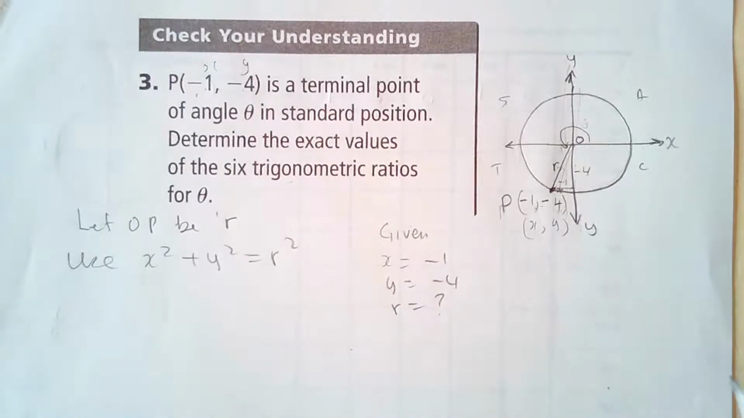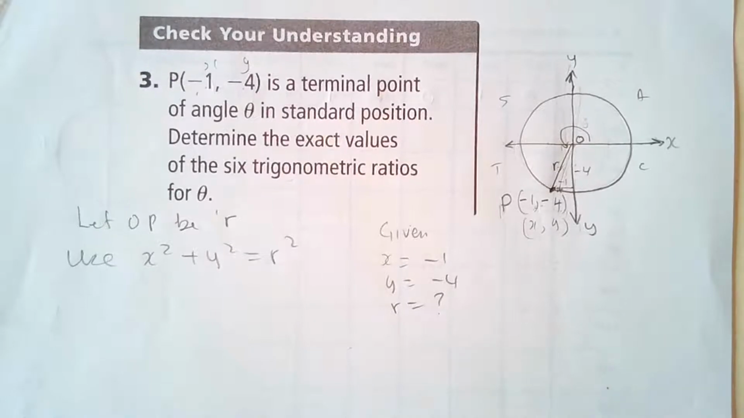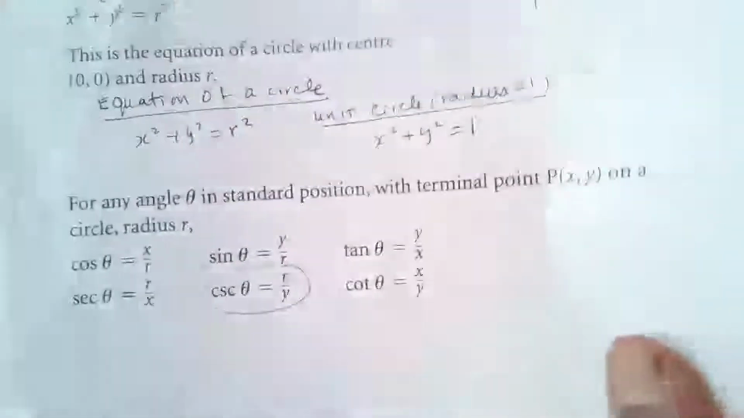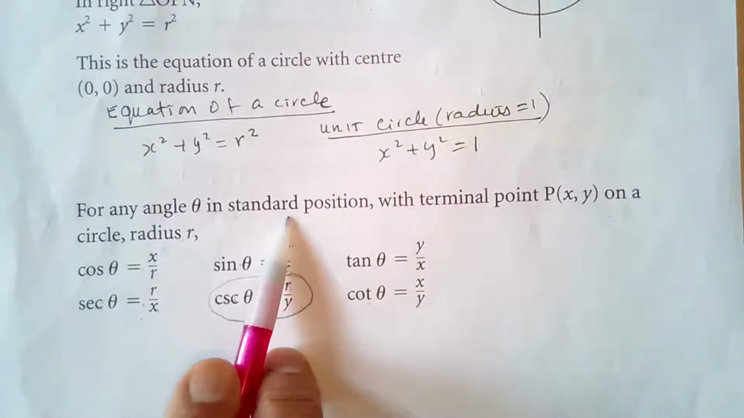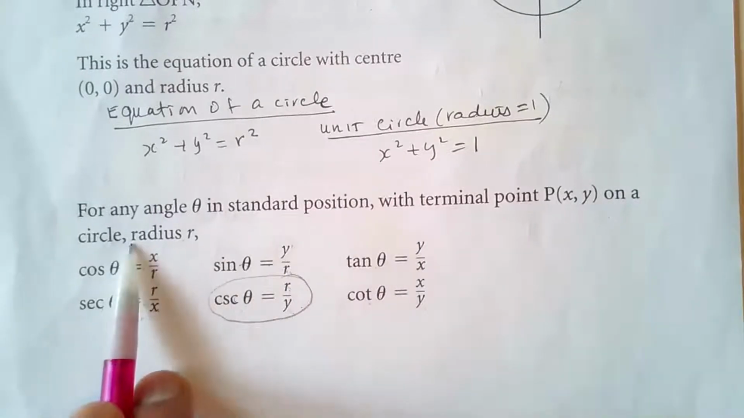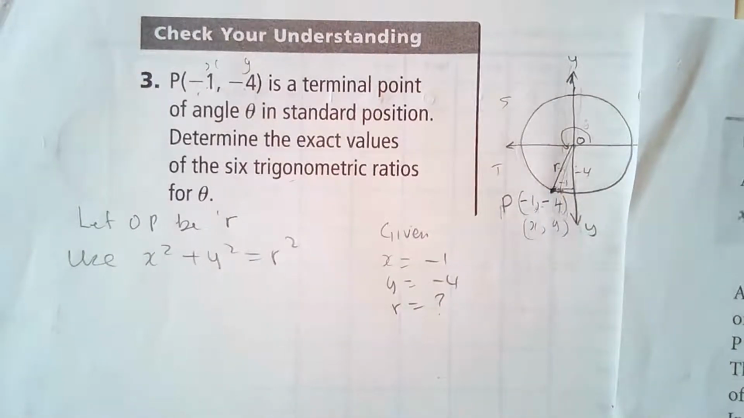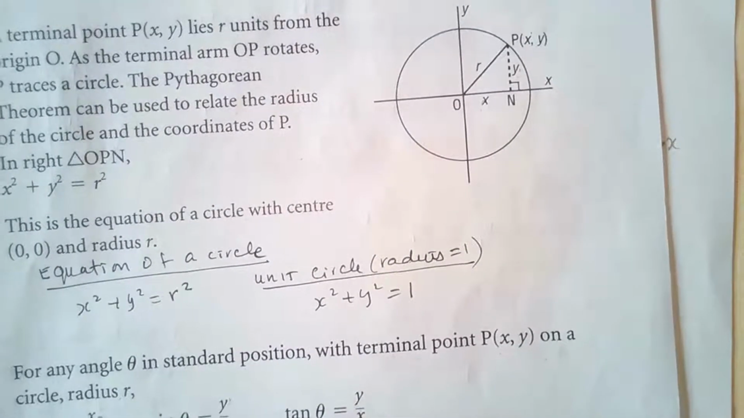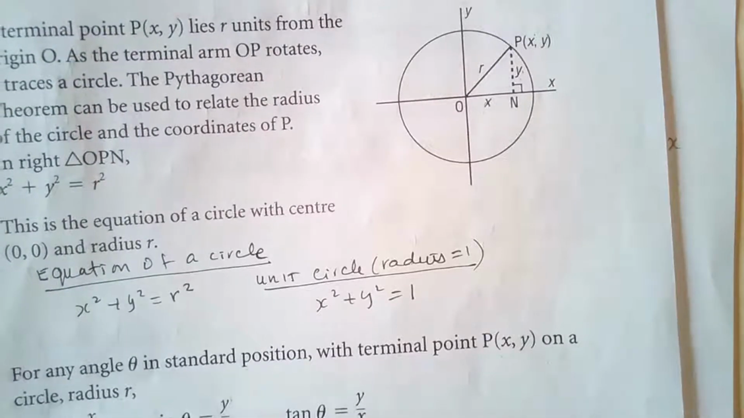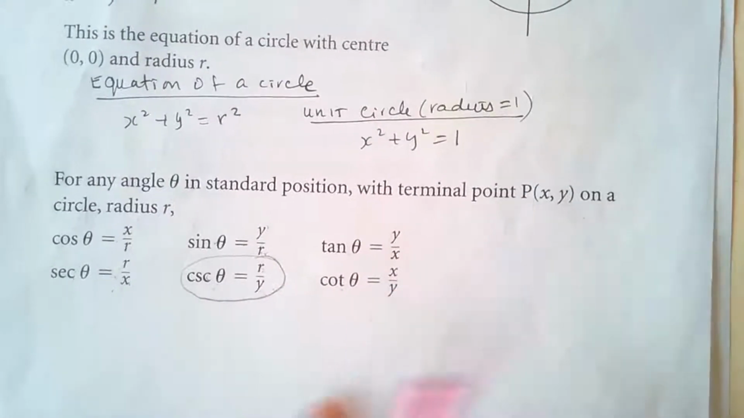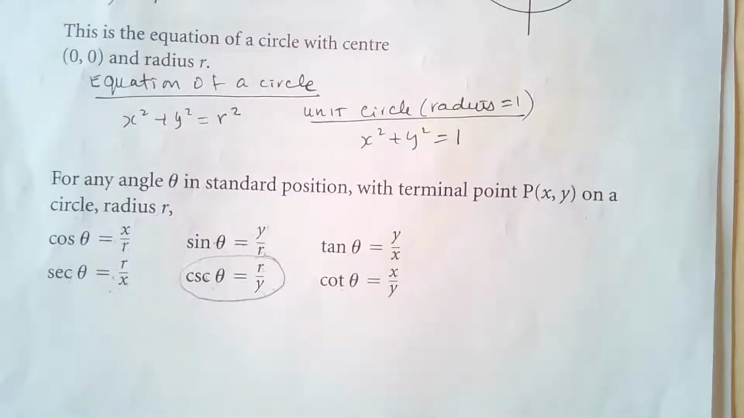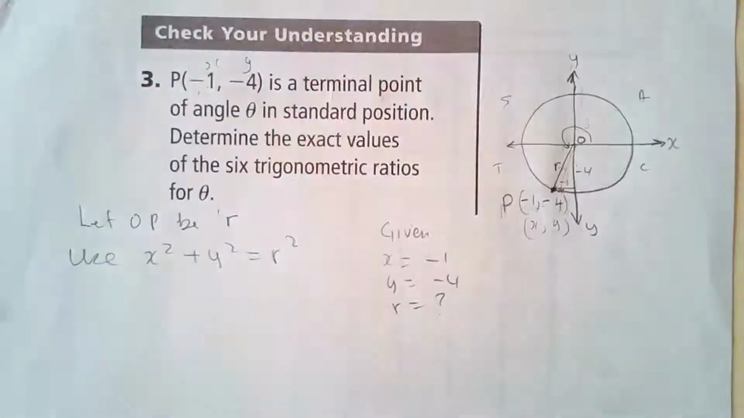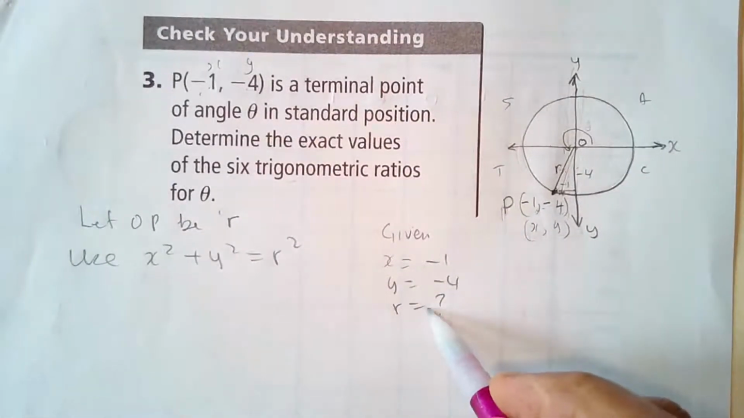Once we find r, then we can go to our 6 ratios here for any angle in centered position, terminal point P(x, y) on the radius r. So here we have our point P on the terminal, on the circle. Once we know our x, y, and the r, we can substitute into the ratios here to find our 6 trig ratios. So we need to find r.